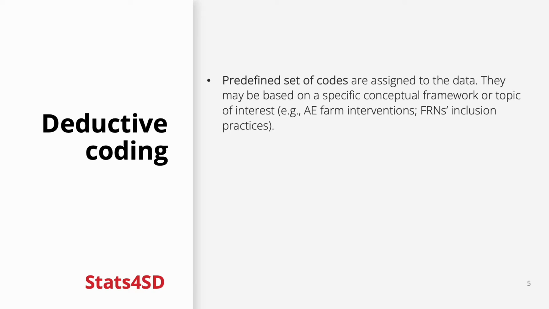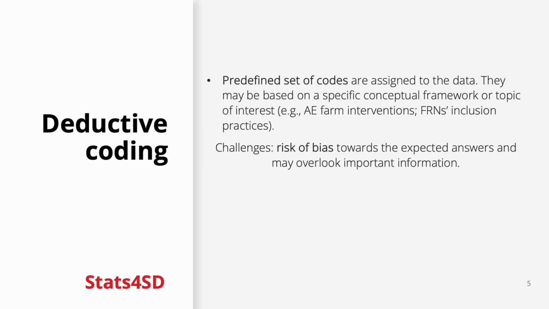In the deductive approach to coding, you have a predefined set of codes assigned to the data. Predetermined codes may be based on a specific conceptual framework used or topic area of interest. For instance, agroecological farm interventions or farmer research networks inclusion practices. The challenges include that starting with predefined codes may incur the risk of having a bias towards the expected answers and may overlook other important information in the data.